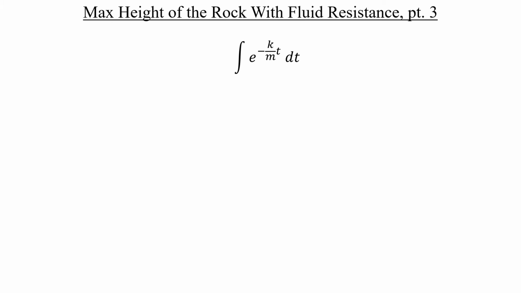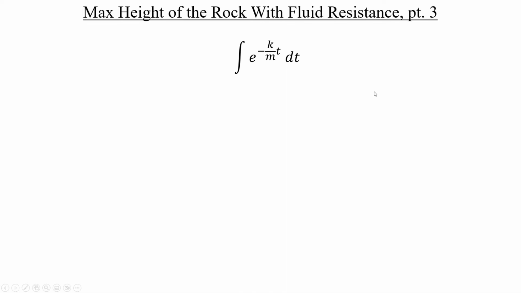To figure this one out, we need to do a process called U substitution. And for those of you who are unfamiliar with that, take a close look at the integrand here. Notice we have a function, minus k over m times t, buried within another function, e to the x, or rather e to the t in this situation. The outermost function is that exponential, and the innermost is this minus k over m times t.